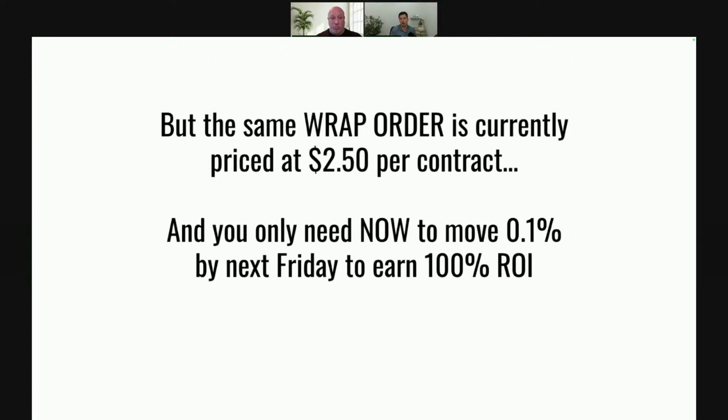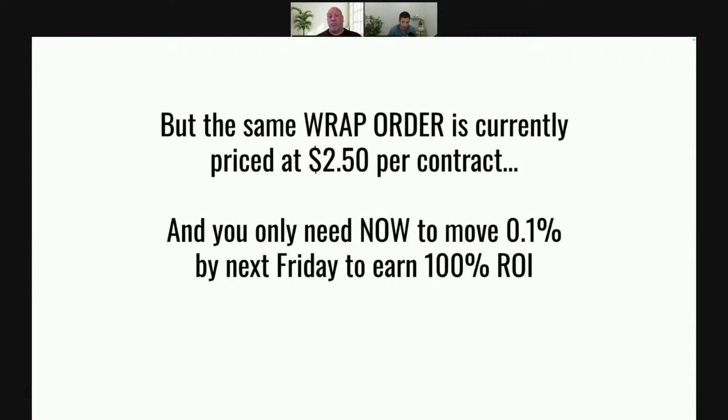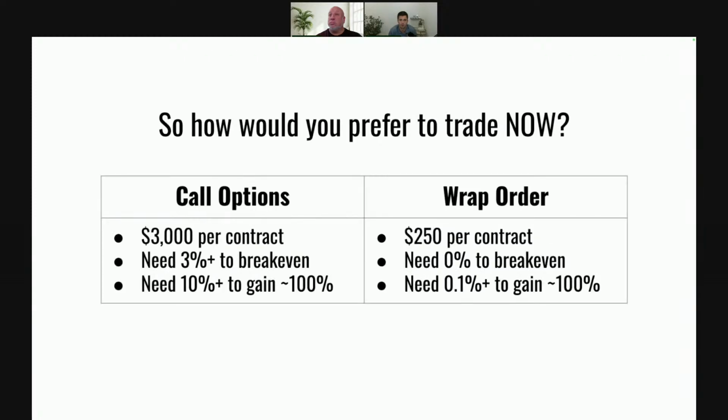But that same wrap order was priced at $250 per contract, and you only needed ServiceNow to gain 0.1% or more by the following Friday to double your money. So here you need 3% to break even. With the wrap order, you need 0.1% by next Friday to earn 100% return on investment.